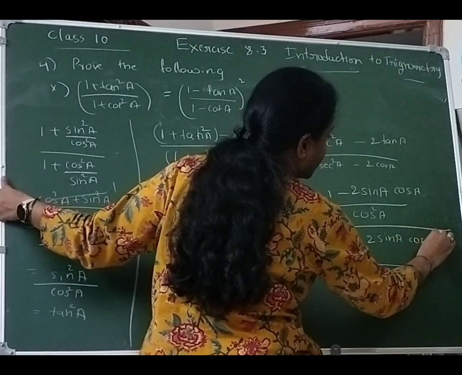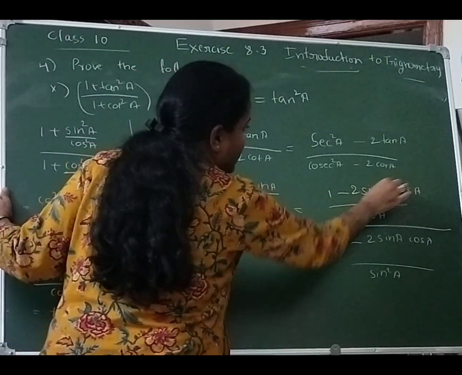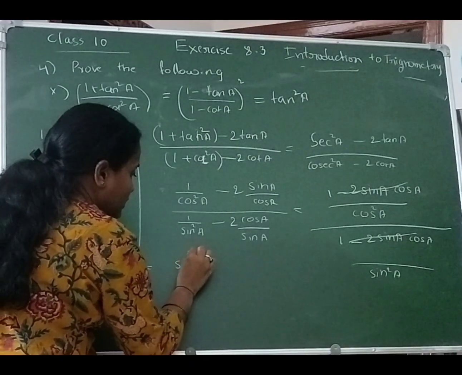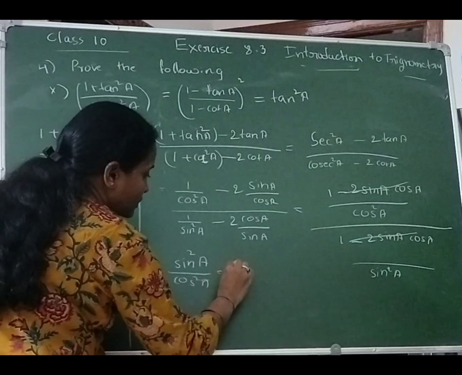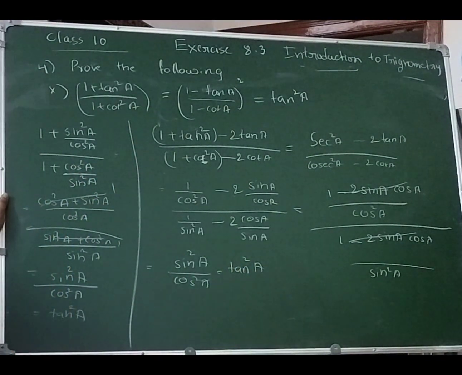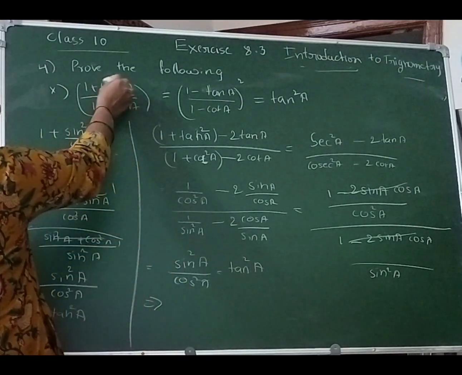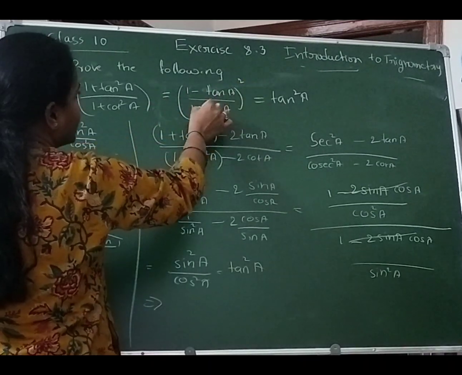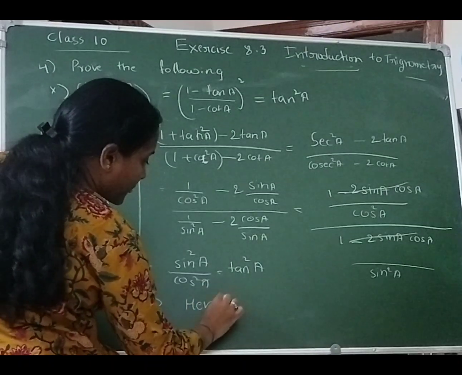So next step is to cancel the common terms, right? So that is, upon cancelling and rearranging, we'll get sin square A by cos square A. So what is that? That's nothing but tan square A. So from these two, we can say that (1 plus tan square A) divided by (1 plus cot square A) is equal to ((1 minus tan A) divided by (1 minus cot A)) whole square is equal to tan square A. So hence proved.